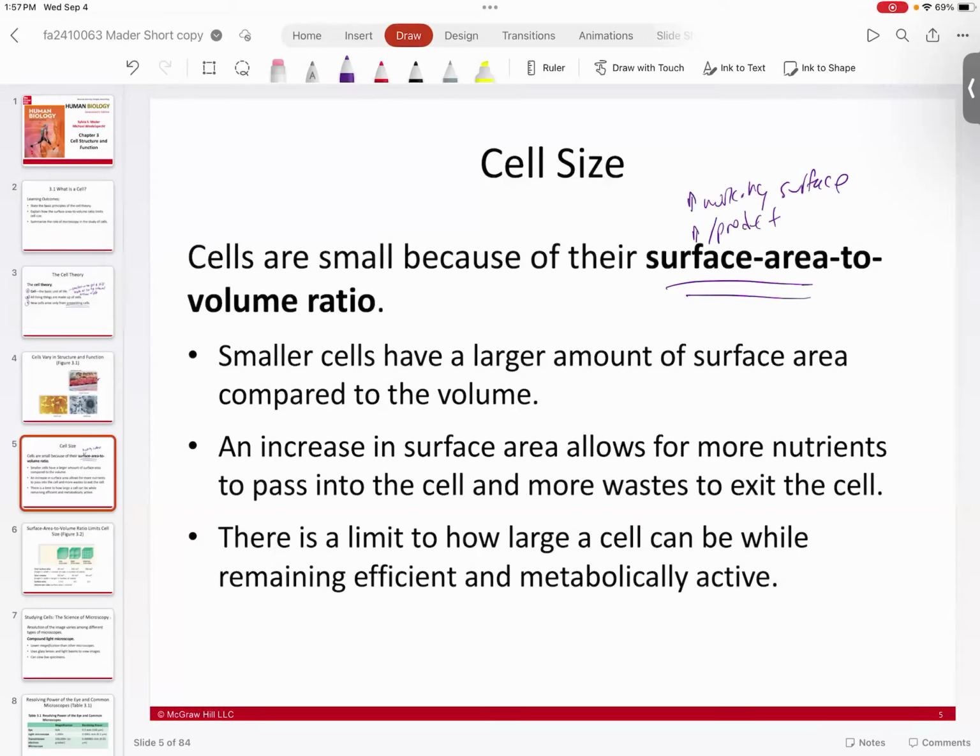And so your cell is always trying to balance this, just trying to get a larger amount of surface area relative to volume. It wants maximum benefit for zero cost. That's really what it wants, right? It wants to go to a yard sale and get something brand new for nothing, right?